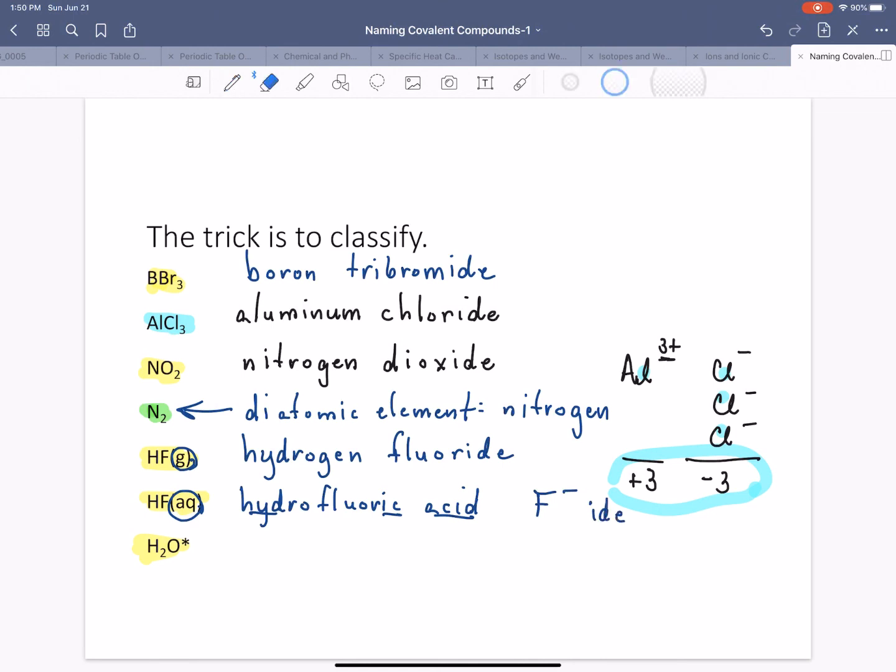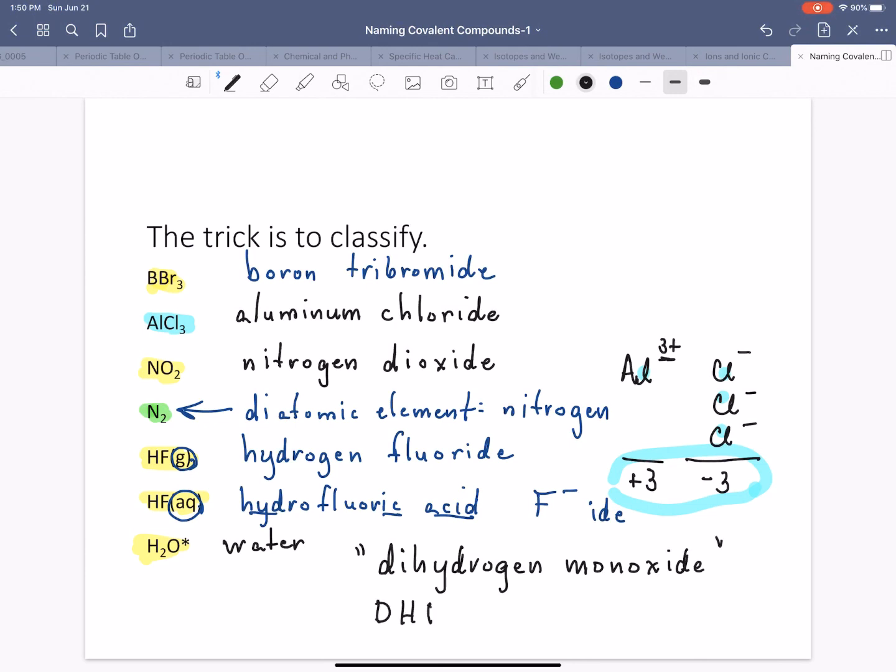The last one you'll recognize has a common name, and that's water. You would never call this dihydrogen monoxide, because that's not its proper name. But DHMO, dihydrogen monoxide, is used at a spoof site called dhmo.org. And so I'm telling you now, this is a spoof.